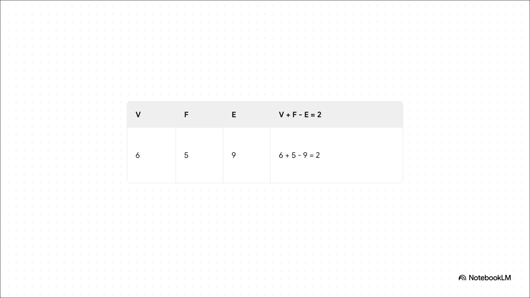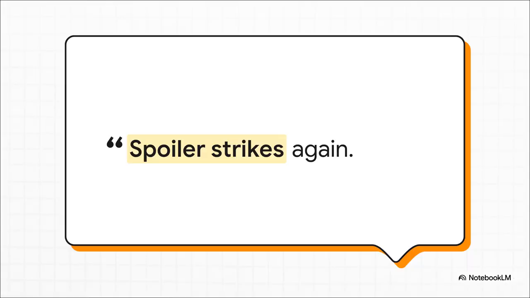Our solution is solid. I love how the source material puts this. It just says, spoiler strikes again. And it's so true. Once you know the formula, the puzzle loses its mystery. The answer is already there, locked inside the numbers. You could draw that graph a dozen different ways, but it would always have 5 faces.